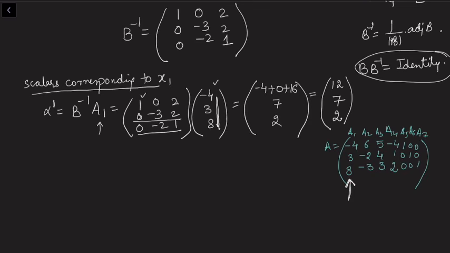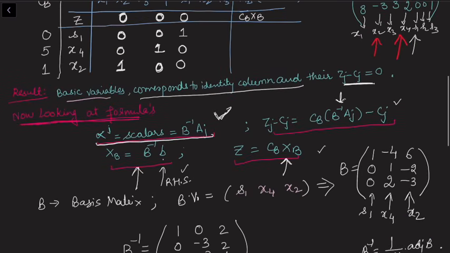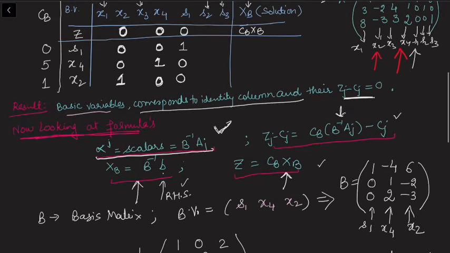Now to calculate the Zj minus Cj corresponding to x1, this is Z1 minus C1. From the formula, I have written CB into B inverse A1 minus C1. C1 is the cost of the x1 variable. CB is the cost of the basic variables. We can go back and see in the table what is the cost of the basic variables. And we have already calculated these scalars. So let me write down these scalars that we have just calculated. This is 12, 7, 2.